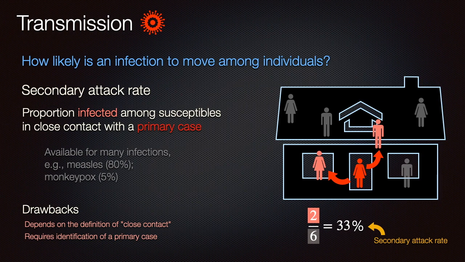For example, on a university campus, especially an open campus, where there is significant flow between buildings into the campus population and out of the population, it becomes much more difficult. Secondary attack rate also requires that we identify the primary case, and in some infections, this is more difficult than in others.